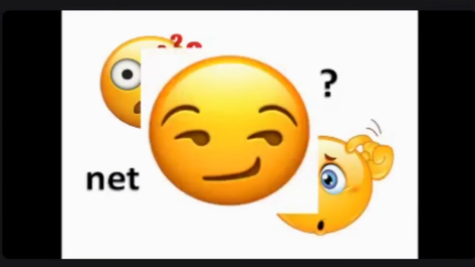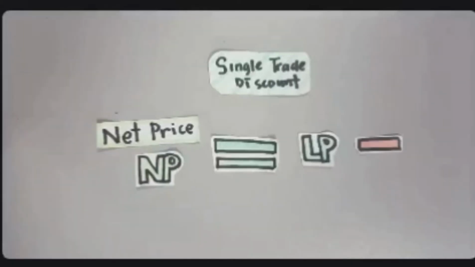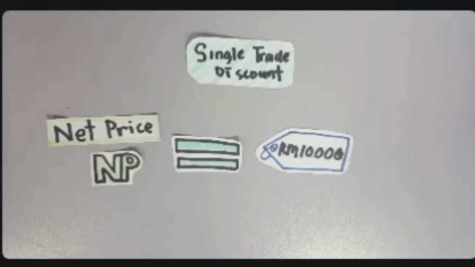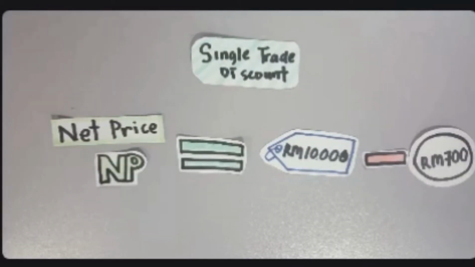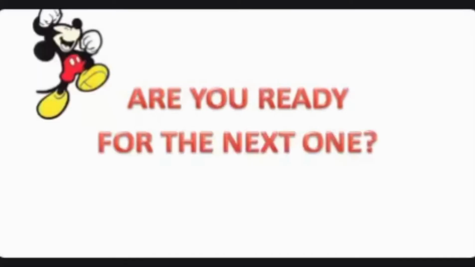How do we find net price, you asked? Well, don't worry, the formula is very simple and is as shown in the video. It is list price minus capital D. For a quick instance, for better understanding, the list price from the example we showed early on, which is 10,000 ringgit, minus the D that we got from the same example, which is 700 ringgit. After we minus the both of them, it results in 9,300 of net price. It is that simple. Are you ready for the next one?